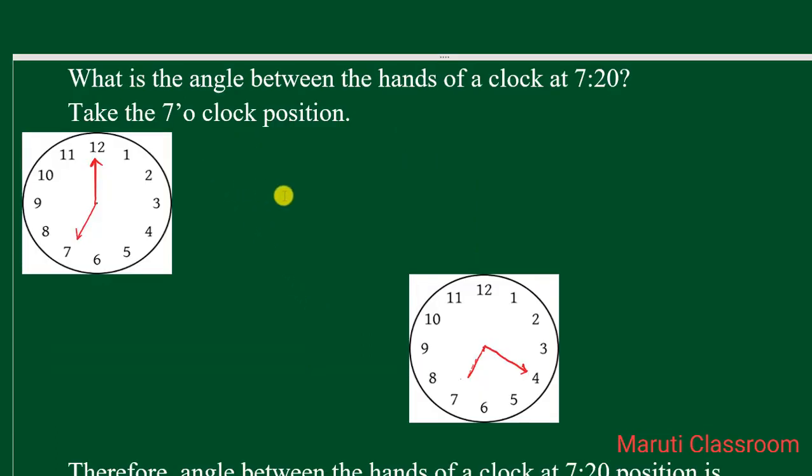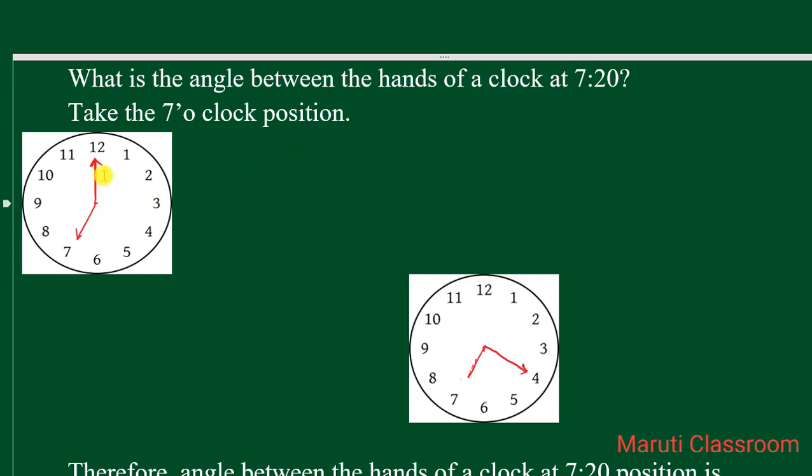Now let us do some problems. First model, what is the angle between the hands of a clock at 7:20? Hands means generally we consider minute hand and hour hand only. We don't consider second hand unless it is mentioned. If they mention second hand, then only we will take second hand. Otherwise, hands means we take hour hand and minute hand only.